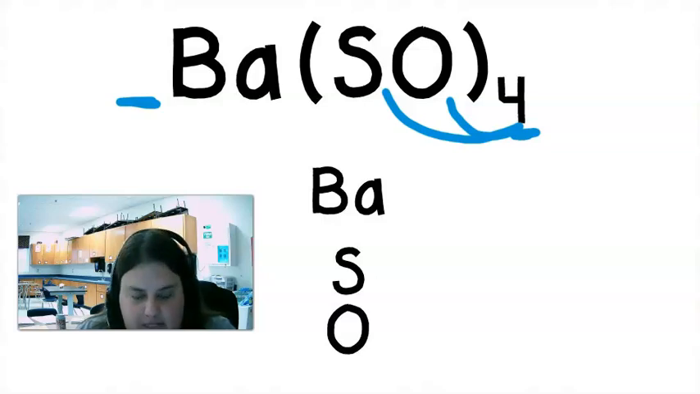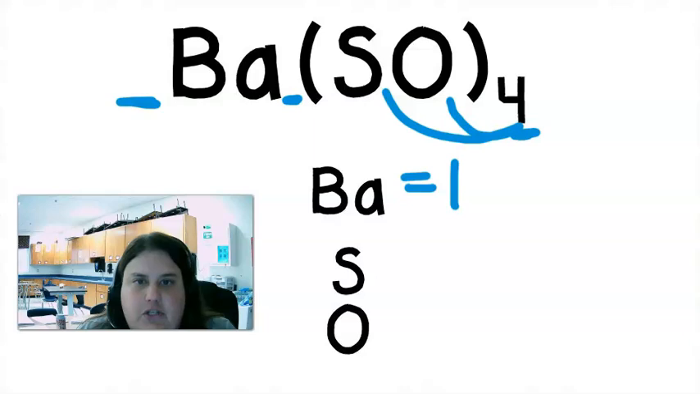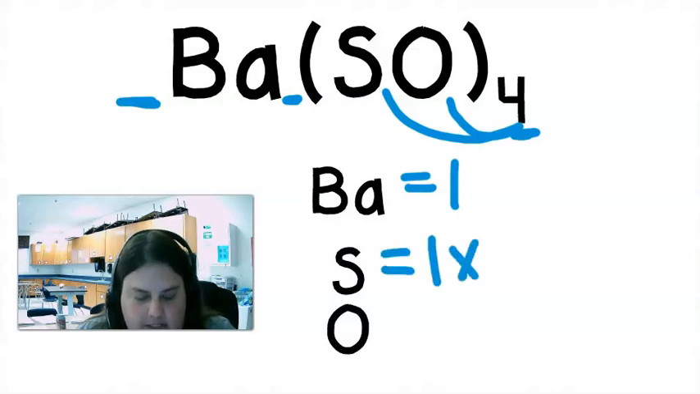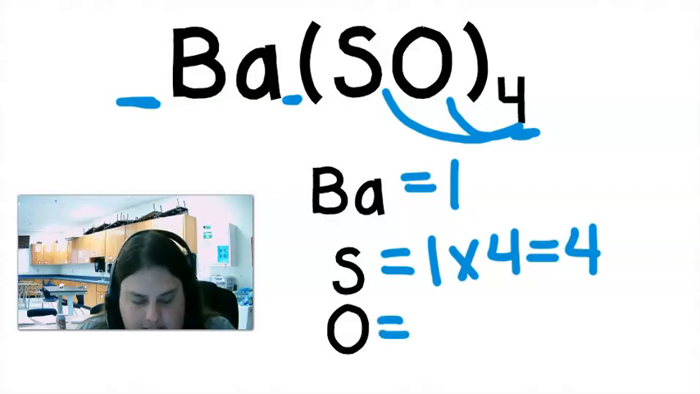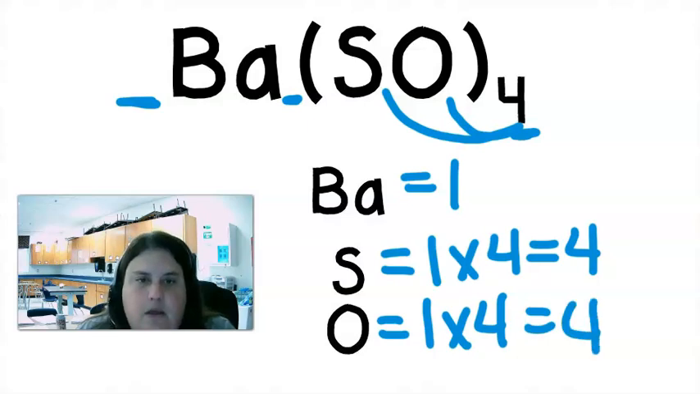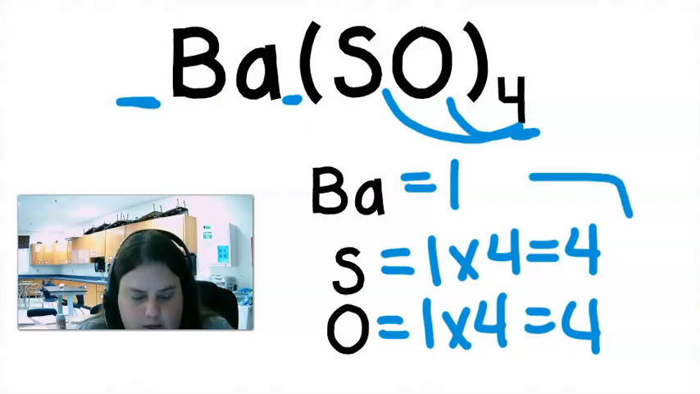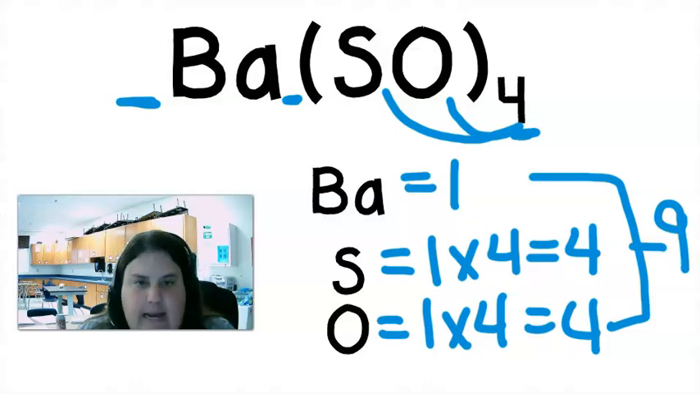So to count atoms here, barium does not have a subscript, there is no coefficient, so it is understood that barium is just 1. Sulfur does not have a subscript that immediately follows it, so it is understood that it is just 1, but I need to multiply it by the 4 outside of the parentheses, so 1 times 4 equals 4. Oxygen is the same. It does not have a subscript directly following it, so it's understood 1. 1 times 4 equals 4. If I want to know the total number of atoms in this particular formula, I would add 4 plus 4 plus 1 equals 9.